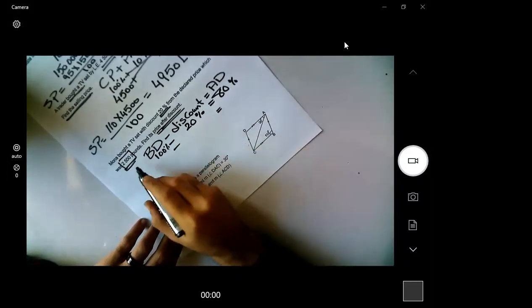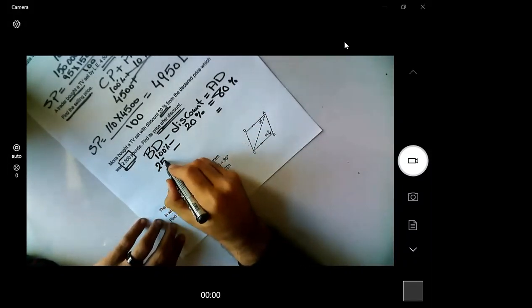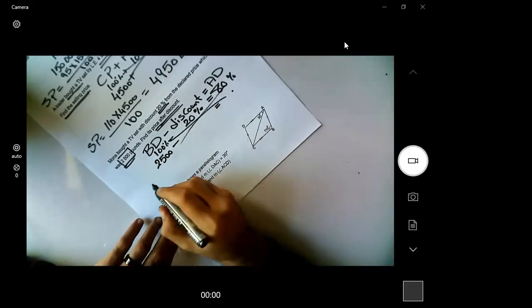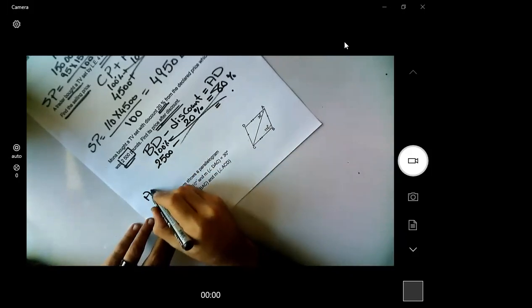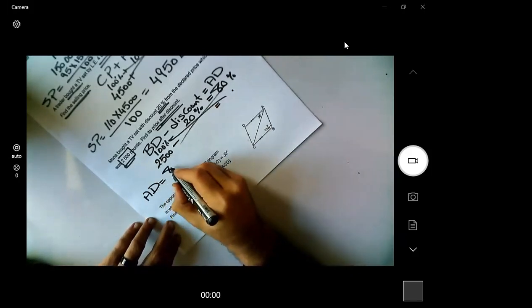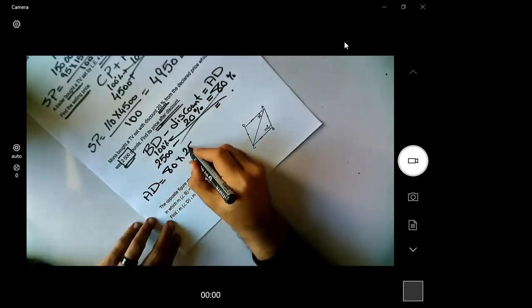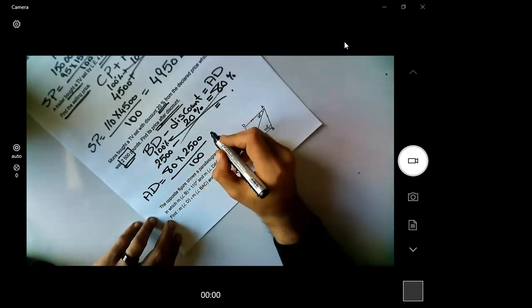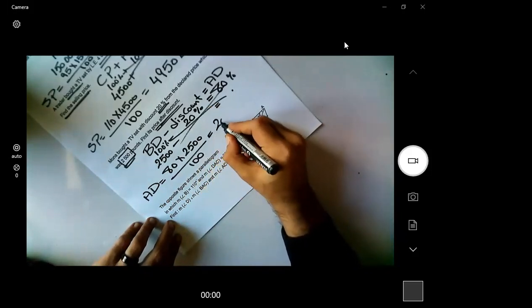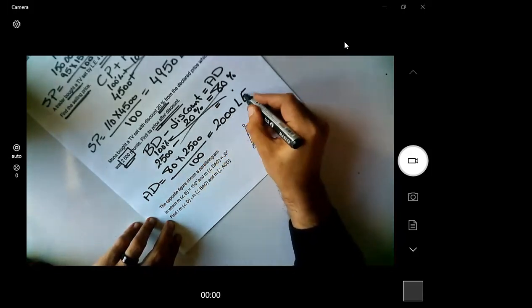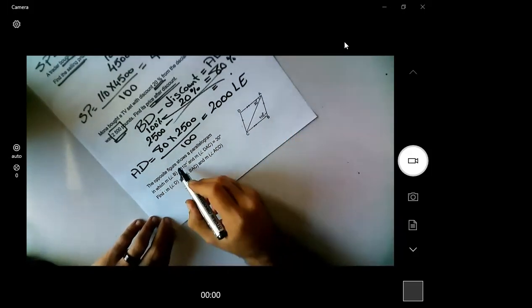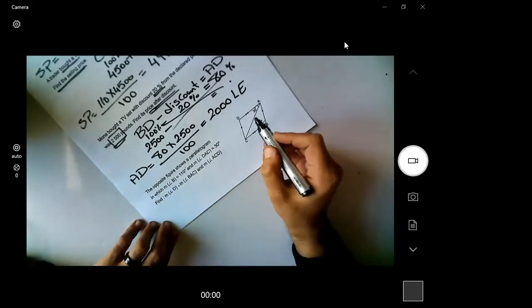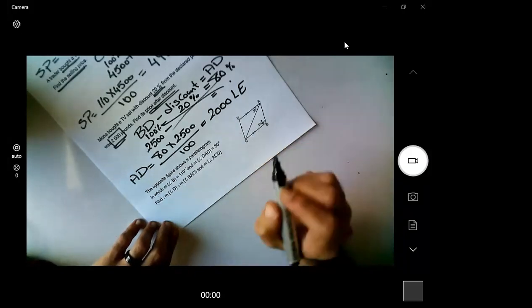So after discount it will be 80%. The price before discount was 2,500. We need to know the price after discount, which equals 80 times 2,500 over 100, which equals 2,000 LE. If I forgot to write LE, you would lose a mark, so you should focus on these things.